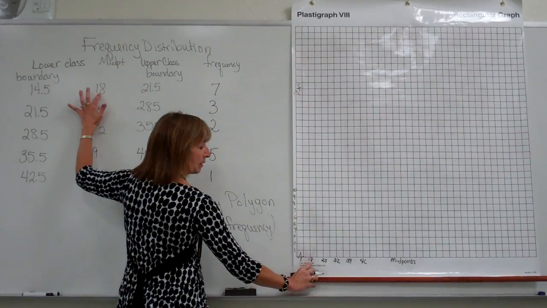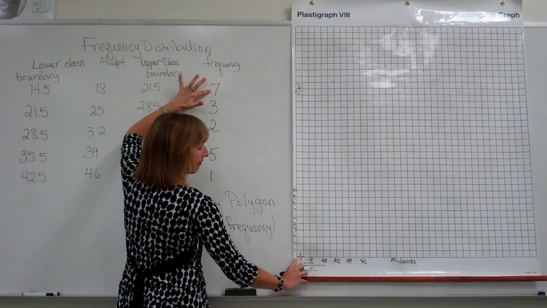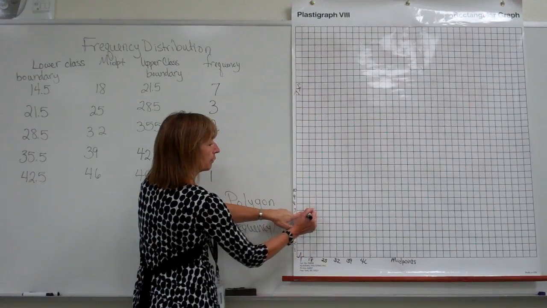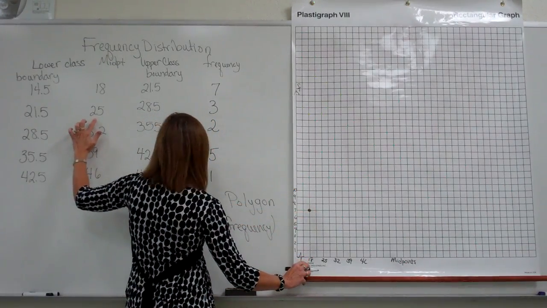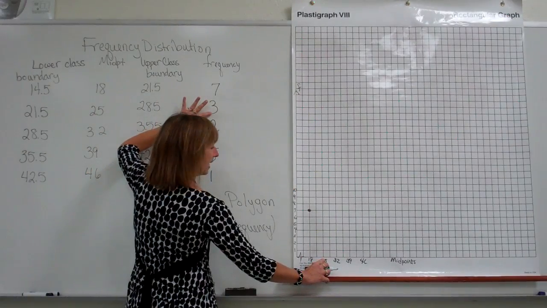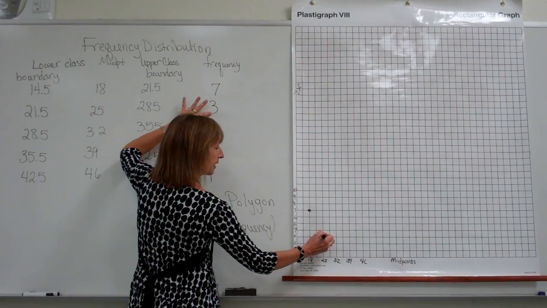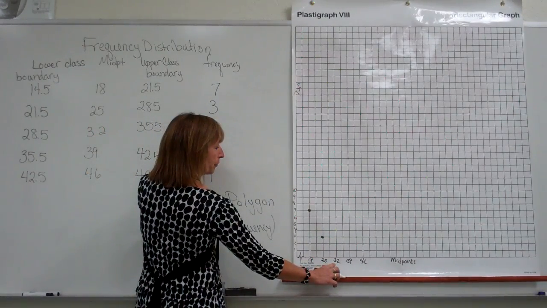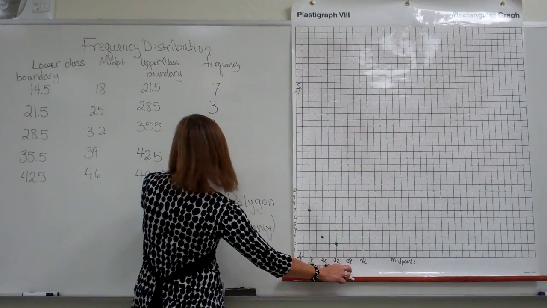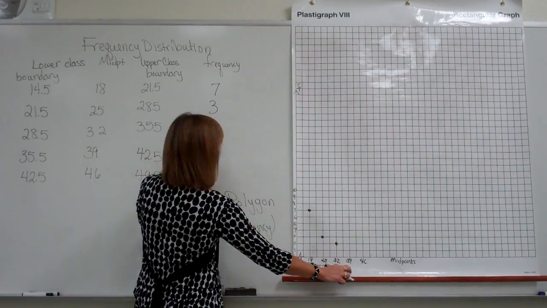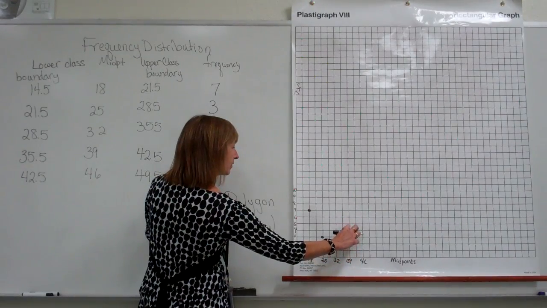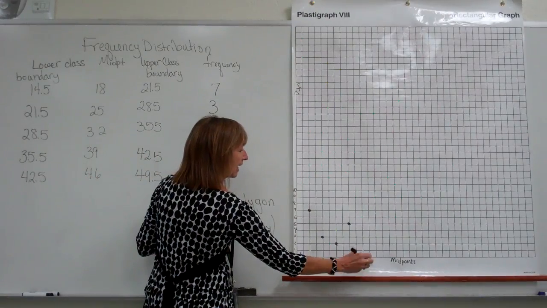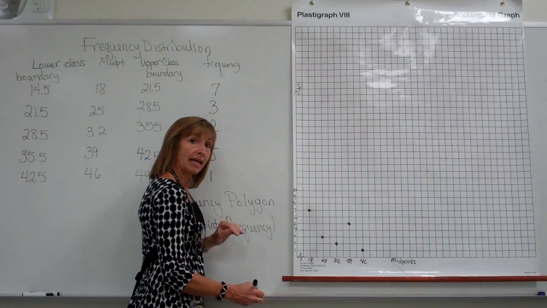So for my first class, my midpoint is 18, and my frequency is 7. So go to 18 and up to 7, and we will plot a dot there. For the second class, we have a midpoint of 25 and a height of 3. So we'll plot a dot there. For the third class, we have a midpoint of 32 and a height of 2. For the fourth class, we have a midpoint of 39 and a height of 5. And then for the fifth class, we have a midpoint of 46 and a height of 1. So we've plotted those dots.